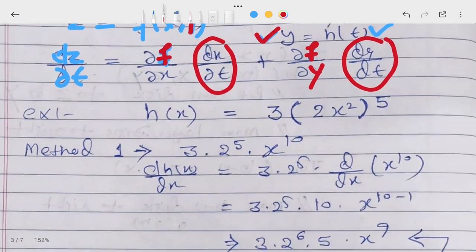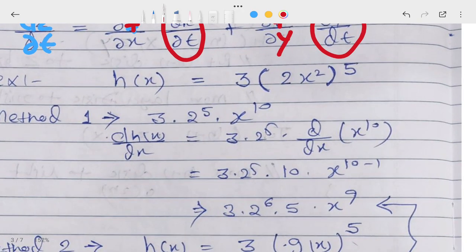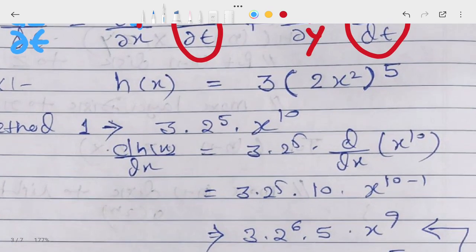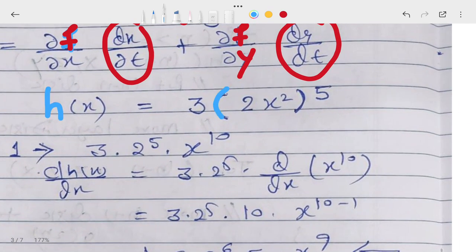Now see here, I will show you something. In this question I have written h of x is equal to 3 times (2x squared plus 5) whole power 5.